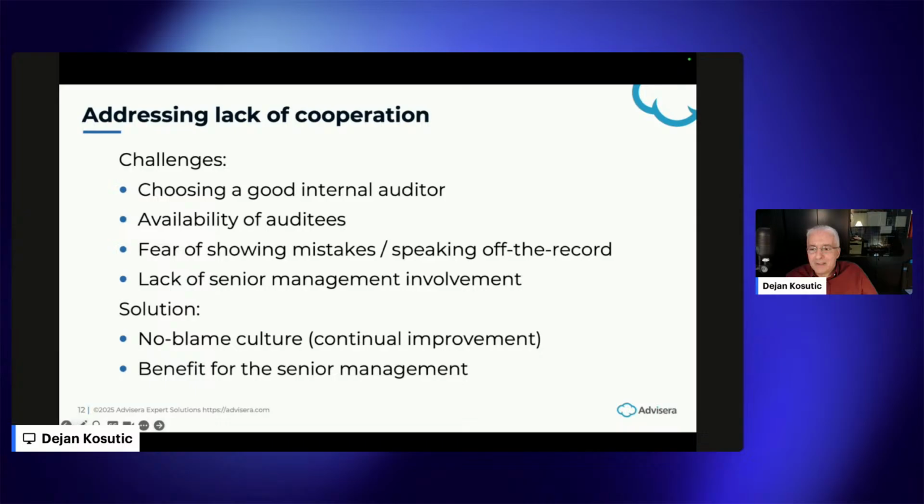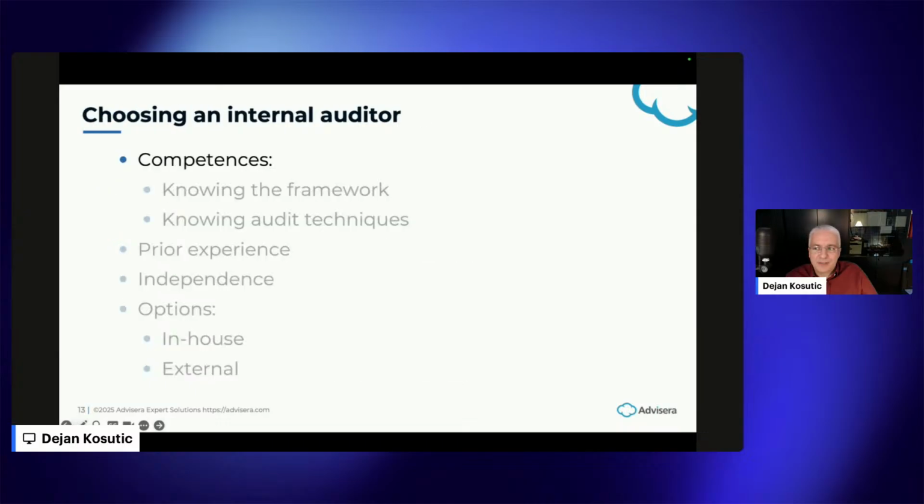Okay, let's move on to the next slide, and this is how to choose an internal auditor. First of all, the internal auditor needs to have competencies. The internal auditor needs to understand the framework. So let's say a 27001 internal auditor needs to know what 27001 is about, the details of the standard, and also the details of the auditing techniques. In this very short time, I was explaining some of these auditing techniques. Of course, it's not enough if you want to become a real internal auditor. Also, this internal auditor needs to have some prior experience. It's best if this internal auditor already has experience in IT, even though it's not necessary that this person is an IT expert.